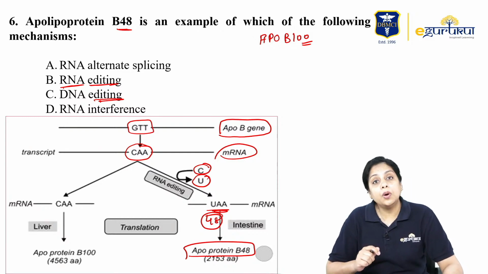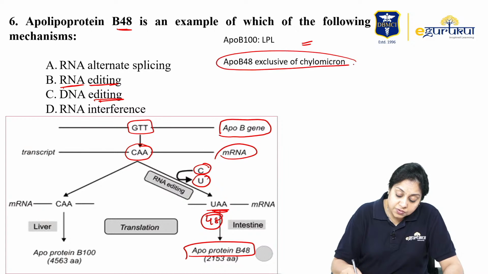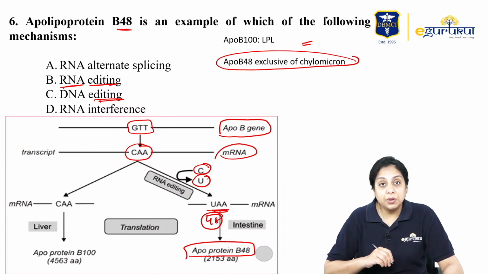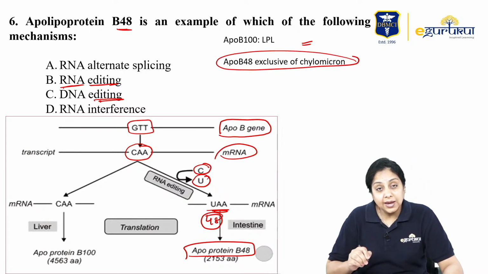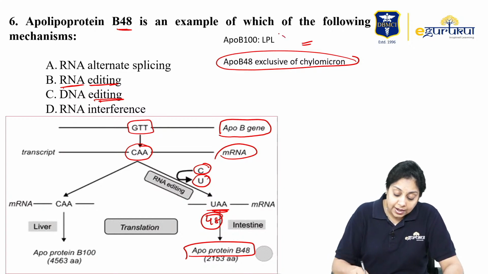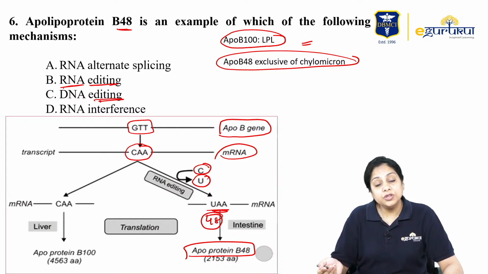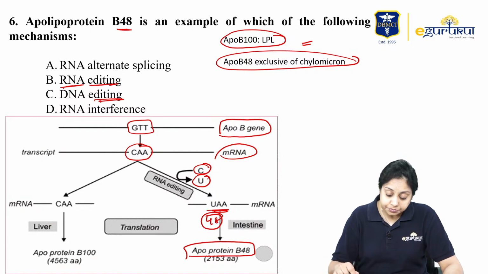What else do we know about ApoB-48? There is a very important thing. ApoB-48 is exclusive to chylomicrons. When we did the lipoproteins, remember? ApoB-48 is exclusively found on the chylomicrons, right? And ApoB-100 is related to the lipoprotein lipase, right, from which we can remove the fatty acid.